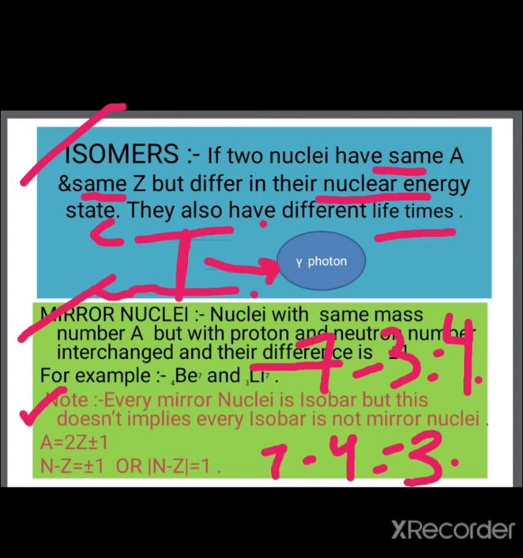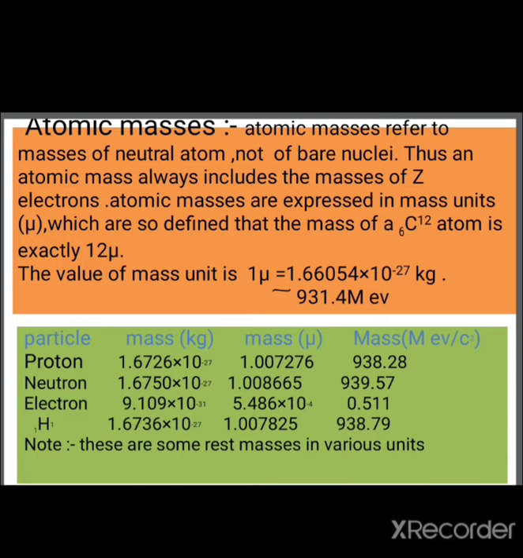Here is a note: every mirror nuclei pair is isobar, but this doesn't imply that every isobar is mirror nuclei. For A, the formula is 2Z plus minus 1, and N minus Z is equal to plus minus 1, which I have told here, that the difference of neutrons and protons must be plus minus 1. In modulus we can say plus 1.